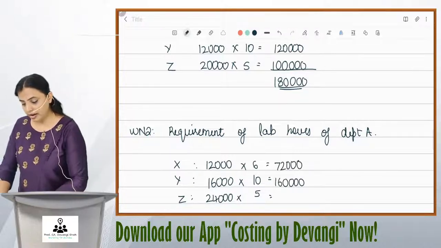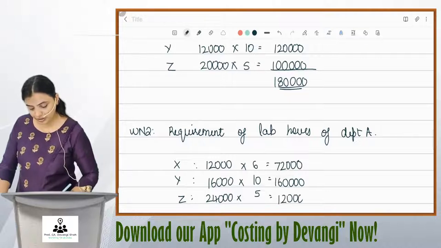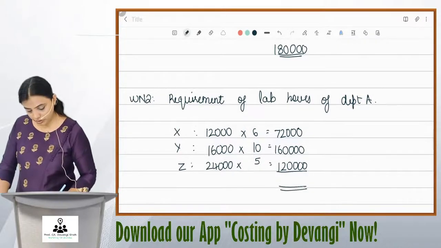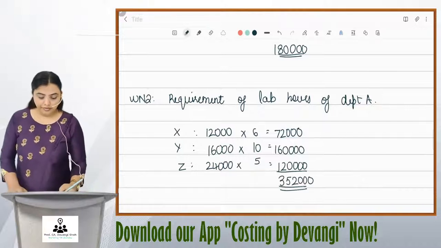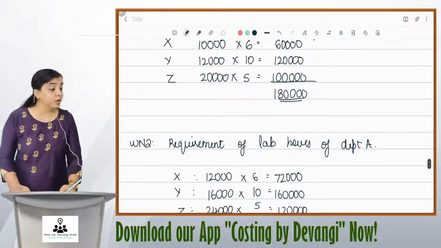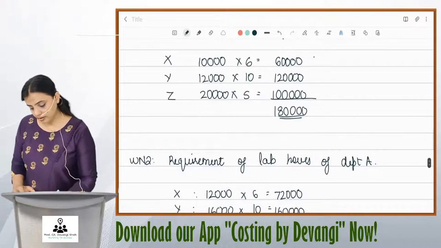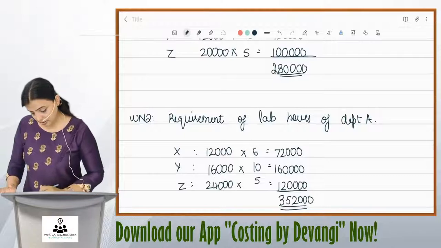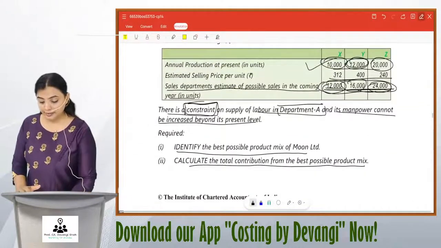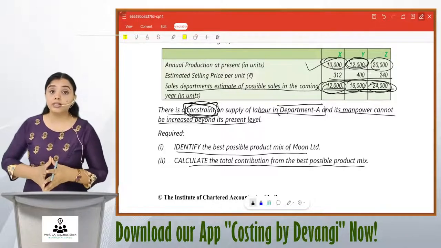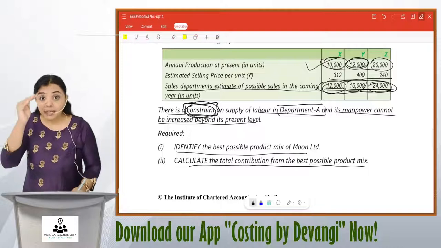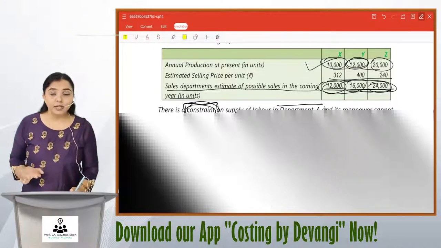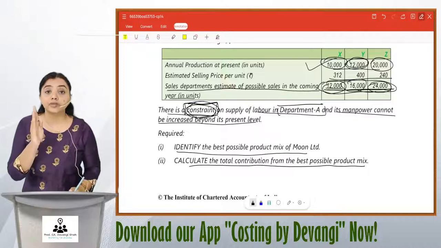160,000 hours और 120,000 hours चाहिए प्रोडक्शन. टोटल आपको कितने चाहिए? You need total 3,52,000. Friends, you have only 1,80,000 hours, but the requirement is 3,52,000 hours. तो देखो भाई, इसे कहते हैं स्कैर्सिटी. This is called scarce resource. This is called constraint. Friends, it is because of department A only कि हम जितना चाहते हैं उतना production नहीं हो पाएगा. Got it, friends? We will not be able to produce as much as we want.